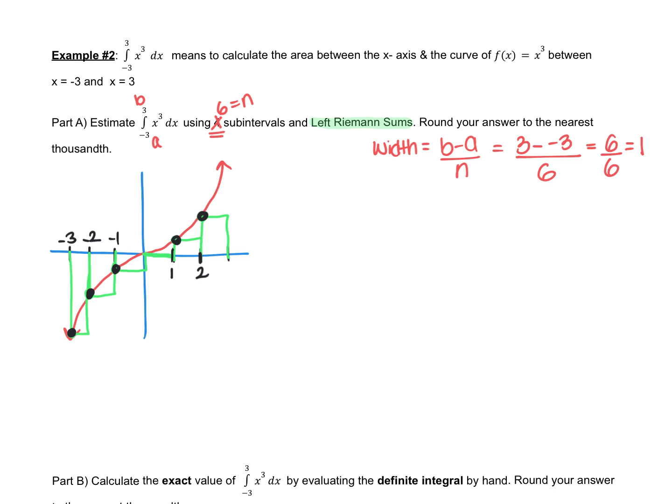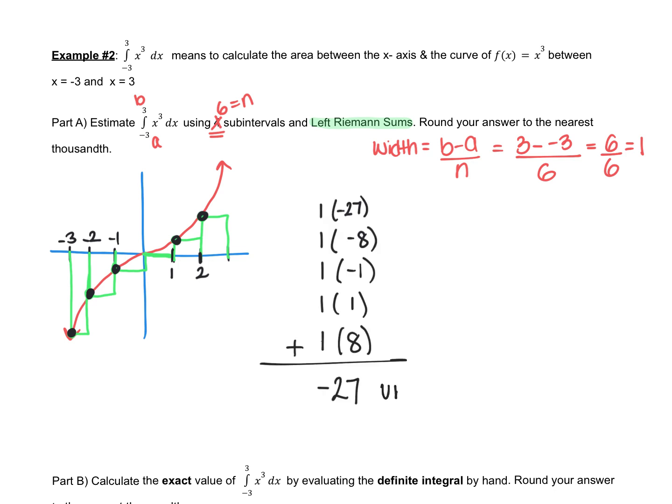All right, this is what I got. So -27 units squared. Think about that. You're finding area between the curve and the x-axis. That doesn't make any sense, right?